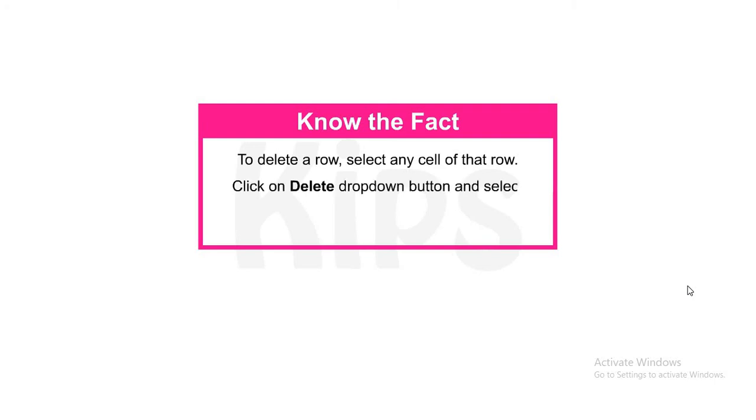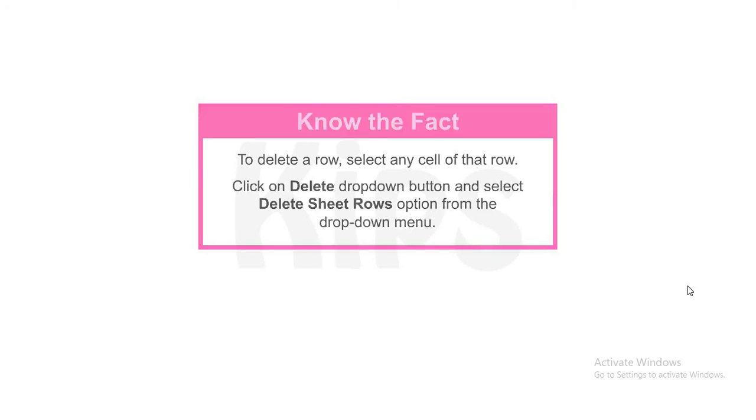Students, note that to delete a row, select any cell of that row. Click on the Delete drop-down button and select the Delete Sheet Rows option from the drop-down menu.